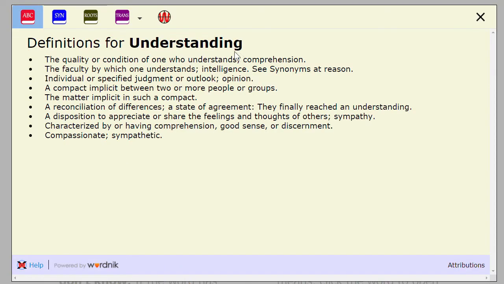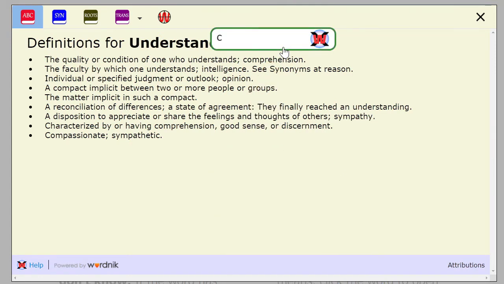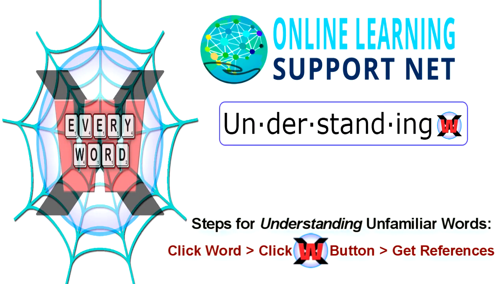Definitions. Note that all the words appearing in the reference panel are also supported by OLSN. K, A, M, P, R, E, H, N, Sh, A, N. Comprehension. Once your learning needs are satisfied, dismissing Word Explorer brings you instantly back to where you were.